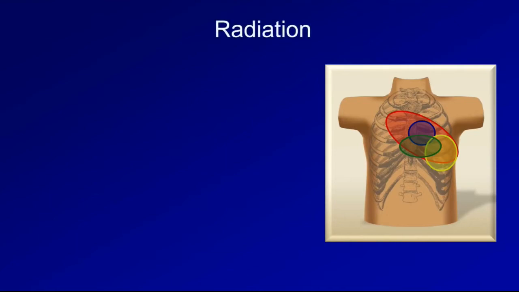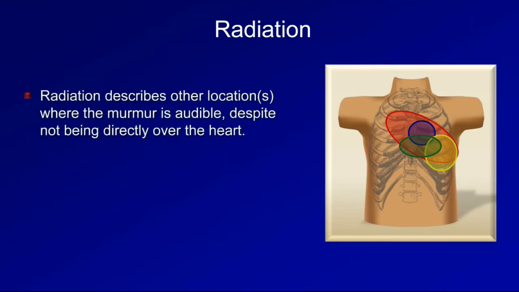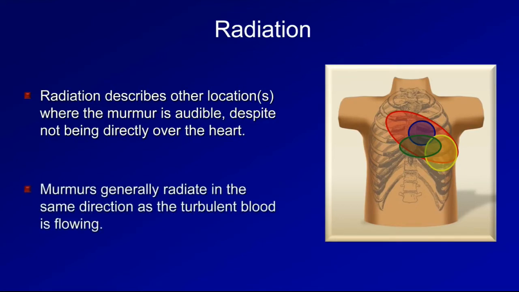The radiation of a murmur will seem obvious after you've heard a number of examples on actual patients, but it can be a difficult effect to clearly describe in words. It's most often described as the location where a murmur seems to travel to. However, I think of it as the location where a murmur is audible despite the stethoscope not being directly over the heart. Murmurs generally radiate in the same direction as the turbulent blood is flowing. For example, a murmur from aortic stenosis might radiate into the carotid arteries. A murmur from tricuspid regurgitation can radiate to the anterior right thorax, and a murmur from mitral regurgitation can radiate to the axilla.